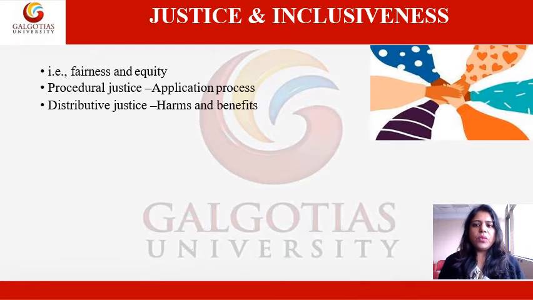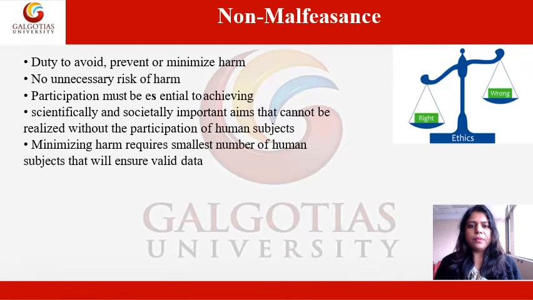Justice and inclusiveness. That is fairness and equity: procedural justice, application process, distributive justice. Harm and benefits are examples. Non-maleficence means the duty to avoid, prevent or minimize harm. No unnecessary risk of harm. Participation must be essential to achieving a scientifically and socially important aim that cannot be realized without the participation of human subjects. Minimizing the harm requires the smallest number of human subjects that will ensure valid data.